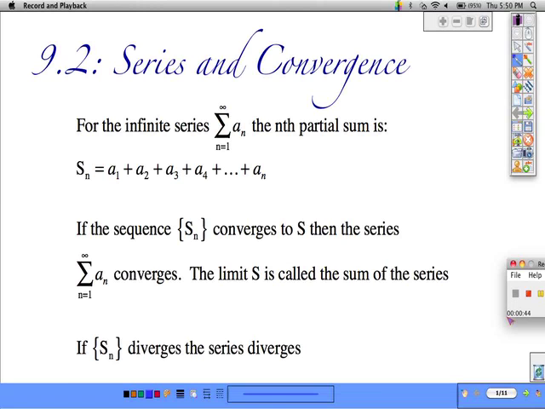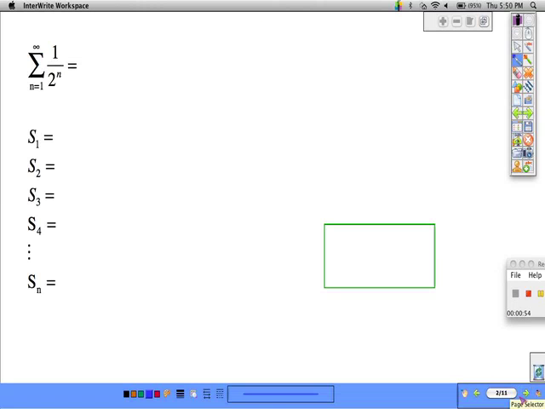And if the sequence of the partial sums is diverging, then the series will be diverging also. So we start by looking at the sum from 1 to infinity of 1 over 2 to the n. You may recognize this as a geometric series, but we're going to hold off on that idea for the time being, and use this to explore the idea of the sequence of partial sums.